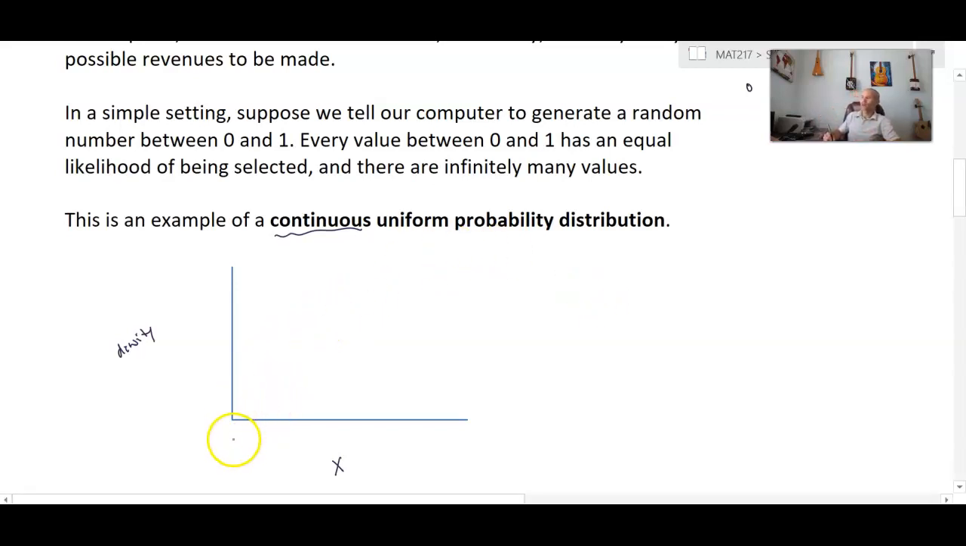Okay, so if 0 is the lowest value and 1 is the highest value, then if I want to ask, well, what's the probability that I draw a random number and it's exactly equal to 0? Well, because there are infinitely many values between 0 and 1, each of which have an equally likely outcome, that means that if there are infinitely many values, they would each have a probability of effectively 1 over infinity, which is 0.